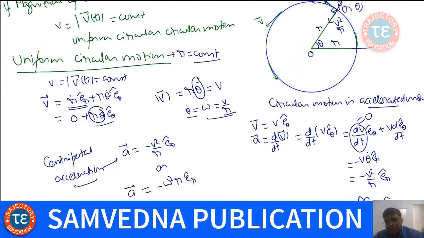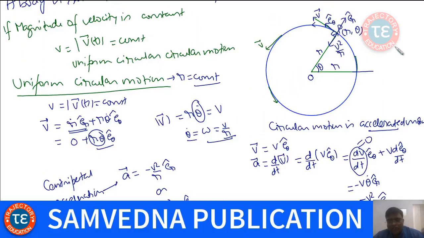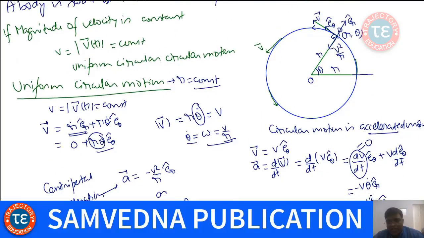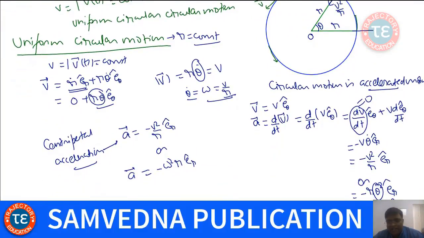So when the body moves in a circular path in uniform circular motion, its acceleration is towards the center, and we call it centripetal acceleration. That centripetal acceleration is v square by r. There are other ways of proving it also. Should I discuss those ways? That will involve more physics and less mathematics. So should I tell you how it is radially inward? Let me try. If you understand, it's good. If you don't understand, then also it's good.